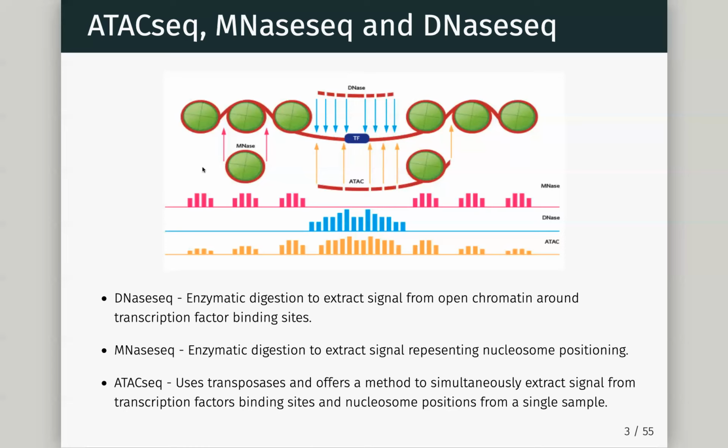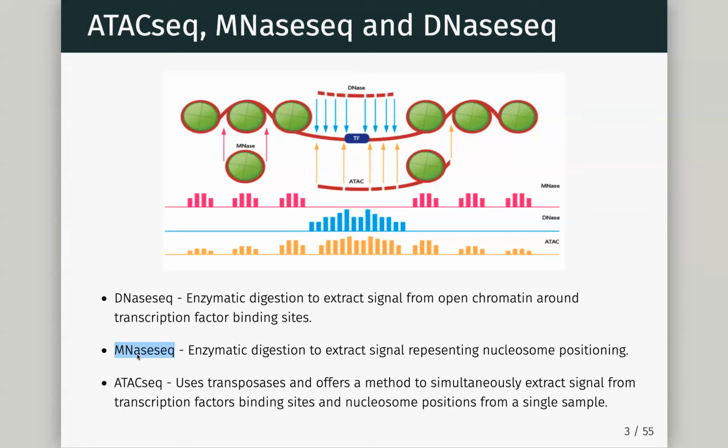MNase-seq did something slightly opposite. It was really looking for breaking up the nucleosomes. You didn't get signal from this open region in the middle, but you got signal around nucleosomes across your whole genome. That's expensive, effectively mapping your whole genome with MNase-seq. So something my wife tried to do, and it just costs a lot of money.